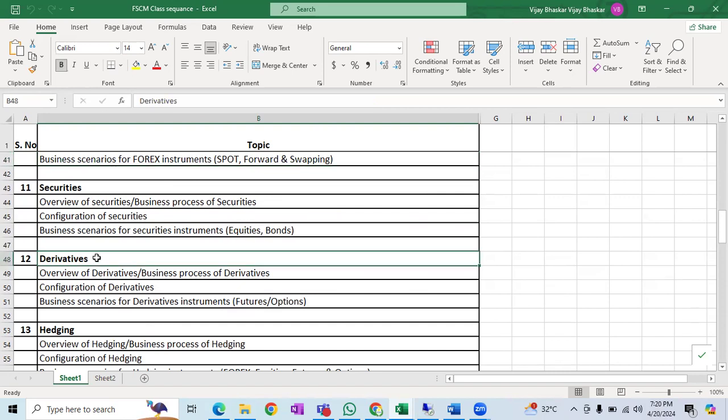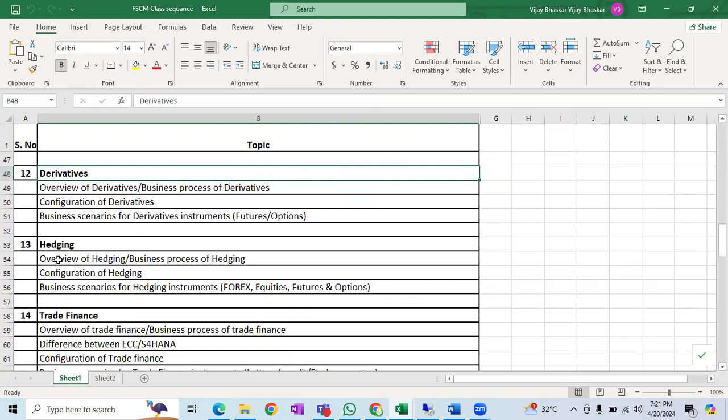Now coming to the derivatives. The derivatives which will be covered are futures and options. Even commodities also will be part of the derivatives, which we are going to discuss in detail. Futures and options and commodities also we will discuss.